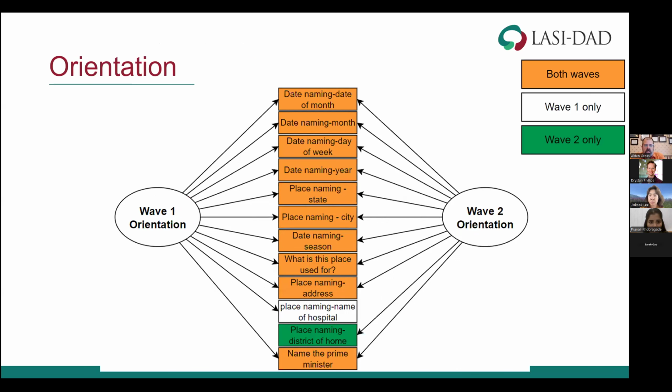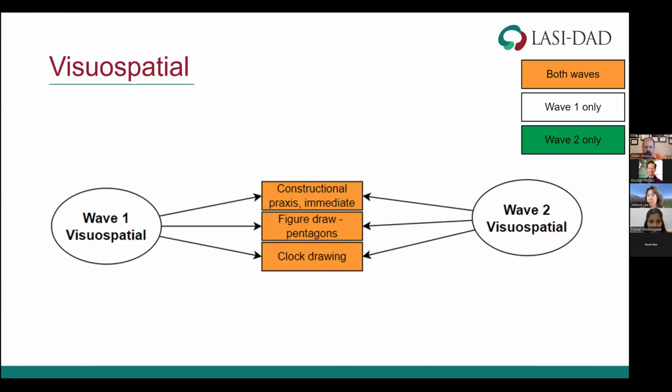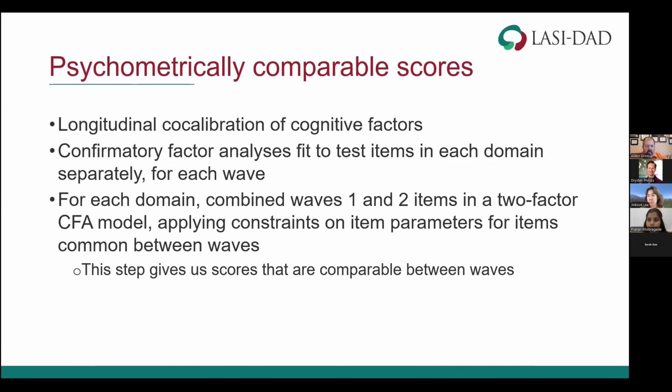For orientation, this remained largely consistent across the waves. And for visual spatial ability, this was unchanged. So once we had our battery and we had a sense of what was common and what was not common across the waves, we derived psychometrically comparable scores through longitudinal co-calibration.